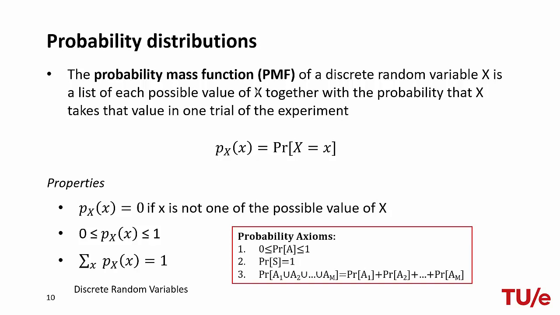The last property states that the sum of all PMF values for x in the range is equal to 1, and this is a direct consequence of the second and third axioms of probability. The second axiom states that the probability of the sample space is equal to 1, while the third axiom states that the probability of the union of n disjoint events is equal to the sum of the probabilities of each single event. Since each x in the range is a disjoint event and all x's in the range represent the sample space, the sum of these probabilities is equivalent to the probability of the sample space and therefore equal to 1.